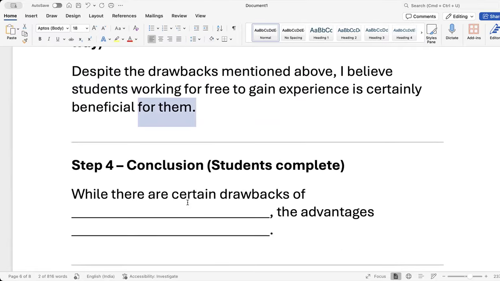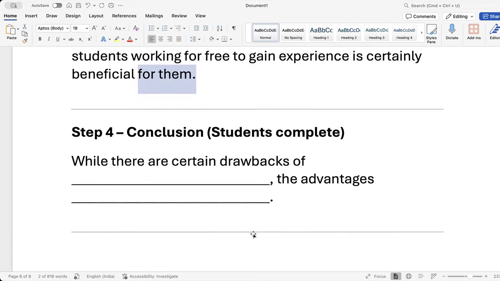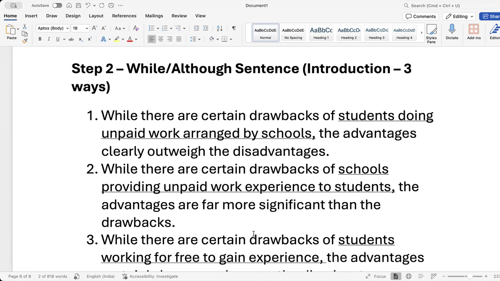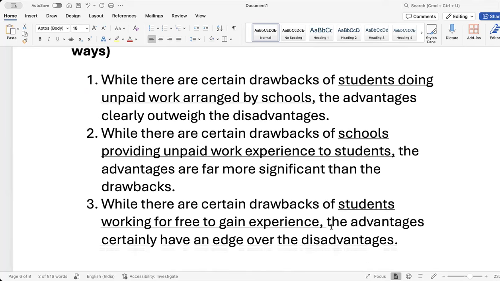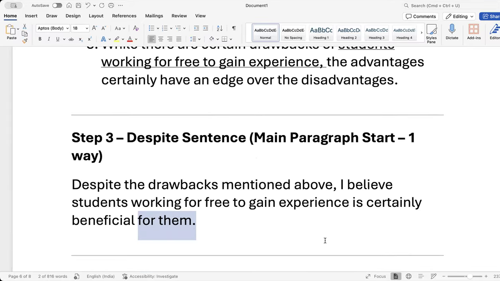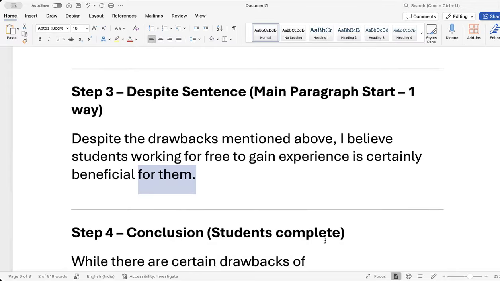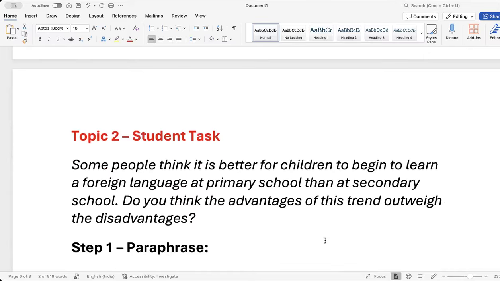Again, while statement: while there are certain drawbacks of the topic, the advantages, and you can pick any of the ones that I taught you here: the advantages outweigh, the advantages are far more significant, or the advantages certainly have an edge over the disadvantages. This part paraphrasing I'm already teaching you because you can remember this paraphrasing so that even if you have difficulty paraphrasing the introduction, the question, you know the paraphrasing of this part at least. So that's it. Now you are going to do it for the next task.